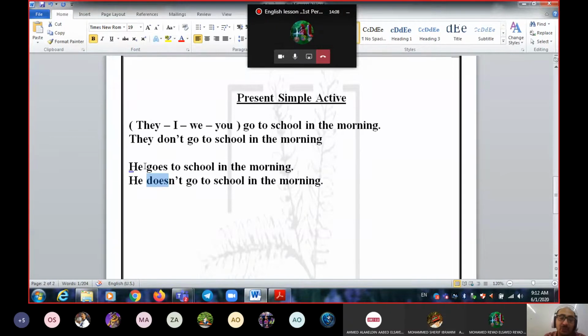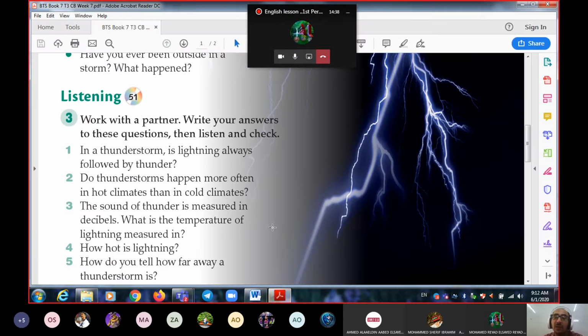If a sentence starts with he, she, or it, the verb ends with s or es, and we use doesn't in negation. After using doesn't, we return the verb back to its infinitive form, its original form. This is the shape of the verb, everybody. That's very important to learn.